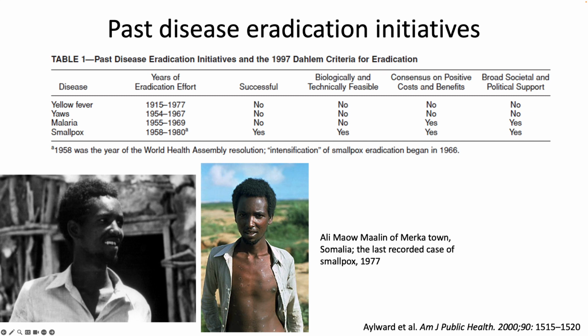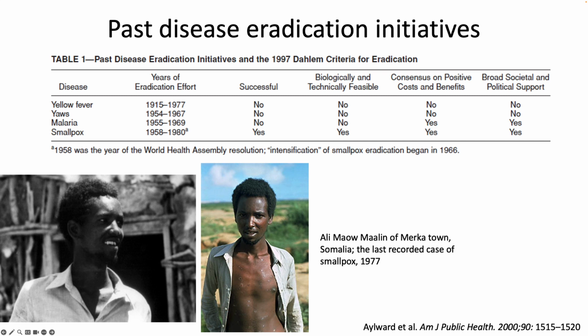Those are really the minimum criteria that need to be in place in order for an eradication initiative to be undertaken and to have a chance of being successful. This slide shows a table of past eradication initiatives. There have been 4 that have been conducted and concluded to date: yellow fever, yaws, malaria, and smallpox. And as I mentioned, only the smallpox eradication program was successful.